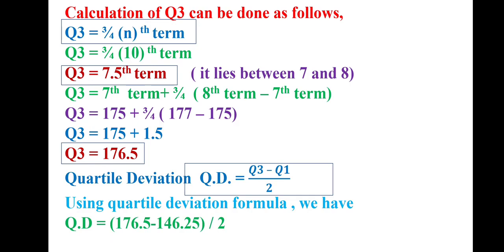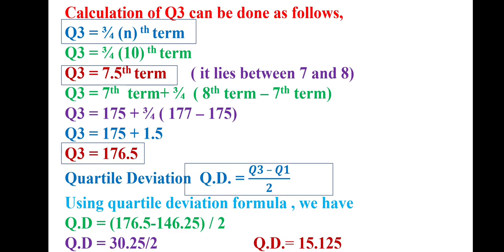So Q3 value is 176.5, Q1 value is 146.25, divided by 2. So 30.25 divided by 2 is 15.125. In this way we are able to find the quartile deviation.